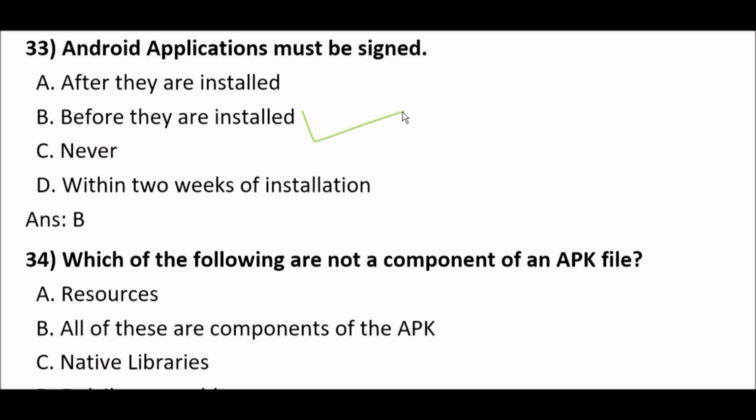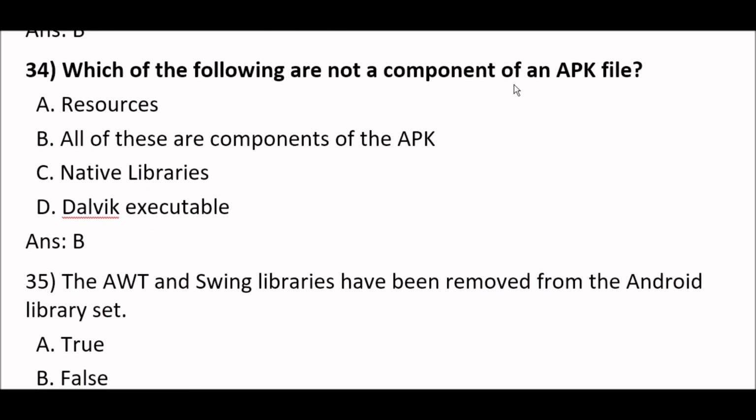Okay, next question. Which of the following are not a component of an APK file? Option A. Resources. Option B. All of these are components of the APK. Option C. Native libraries. Option D. Dalvik executable. Right answer here is option B. All of these are components of the APK. Means resources, native libraries, and Dalvik executable. They all are components of an APK file.